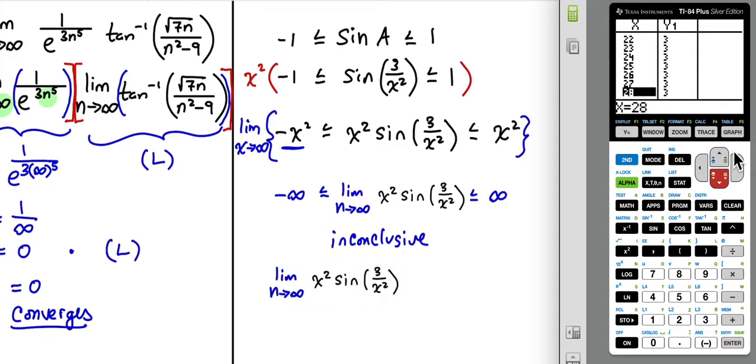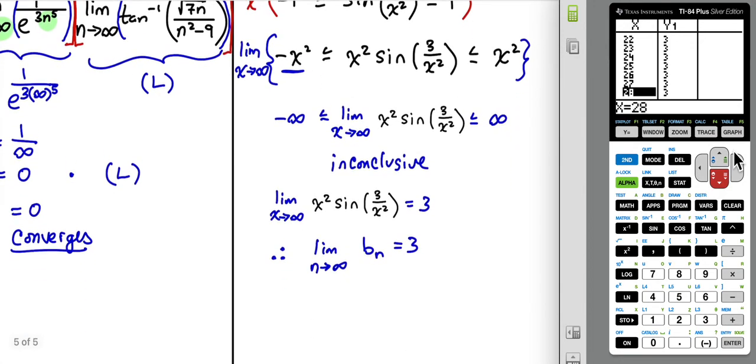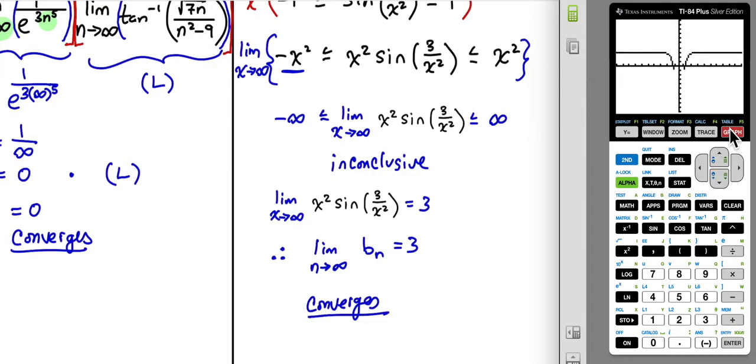pause for dramatic effect, as x, as I wrote n, approaches infinity for some reason. Alright, so as x approaches infinity would be equal to 3, so therefore now I need the limit as n approaches infinity of b sub n will also be 3, and therefore it converges. Now that's based off a graphical approach. All right, so it's a question of how you want to get that evidence into your submission.